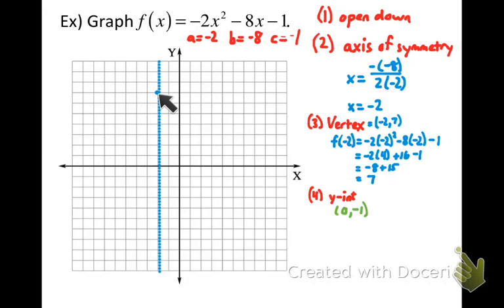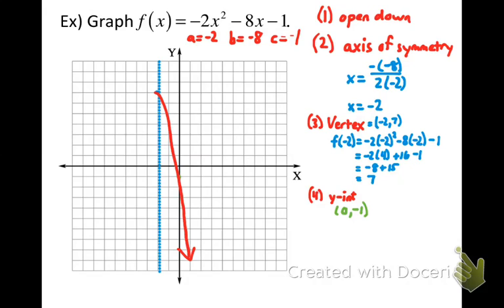Alright, there's the vertex there at -2, 7. The y-intercept at 0, -1. Then make the smoothest curve that you can going through there. It's going to continually go down and to the right as such, and we'll put an arrow there. And then we've got to make the opposite half of the graph.